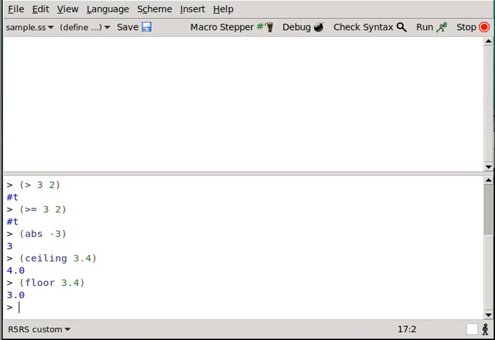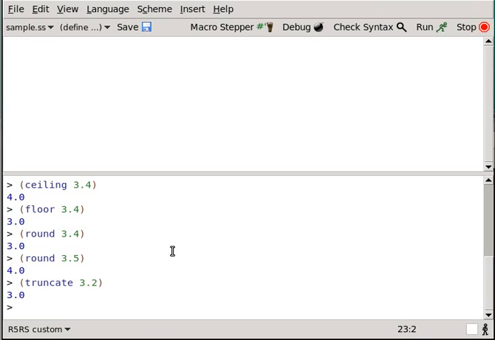And then how do you just round? Round 3.4. There you go. Of course, round 3.5 should go up. Righto. There's truncate, which will just get rid of the decimal points. Truncate 3.2. And how's that different than round or floor or ceiling?